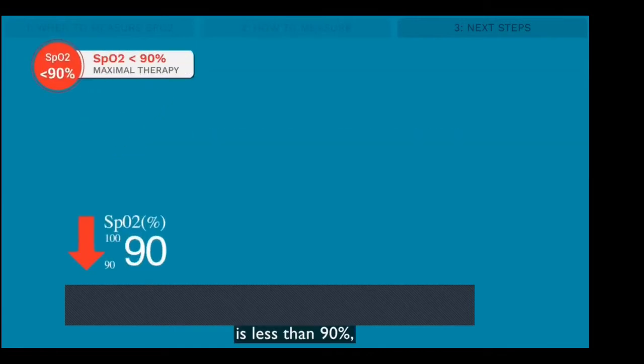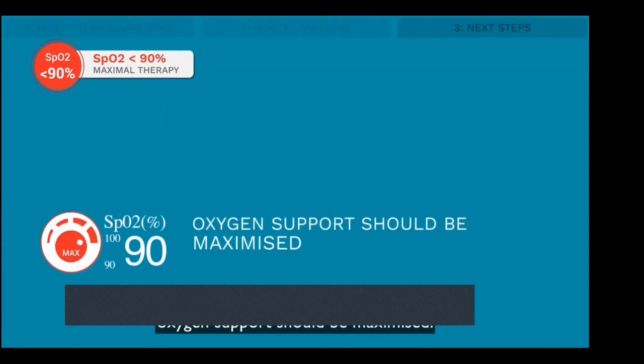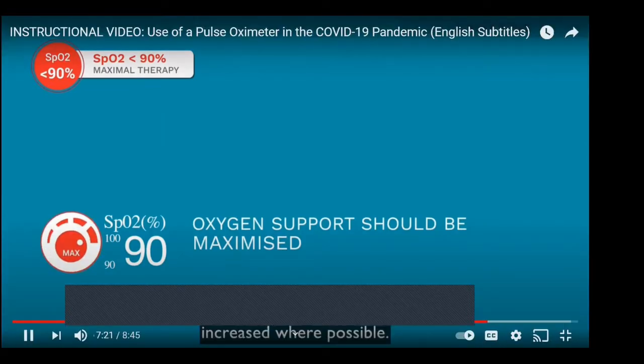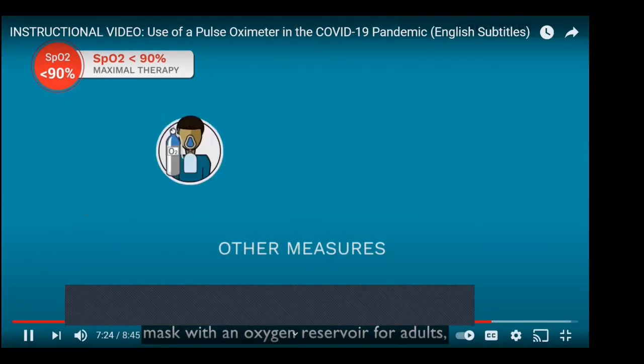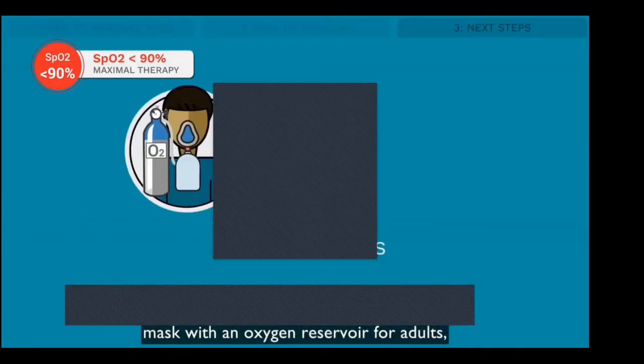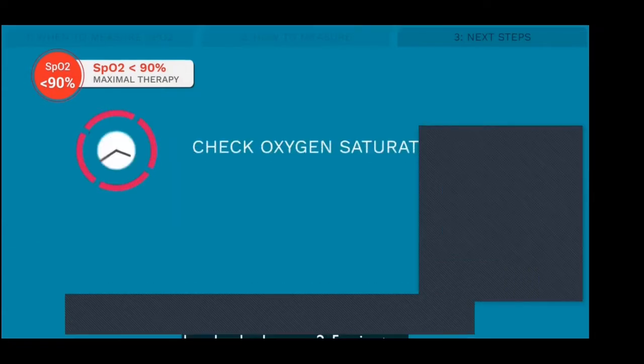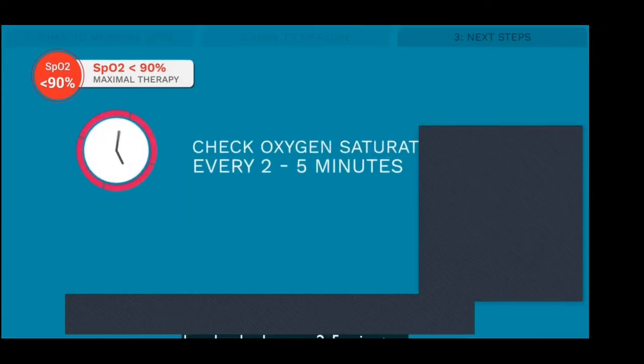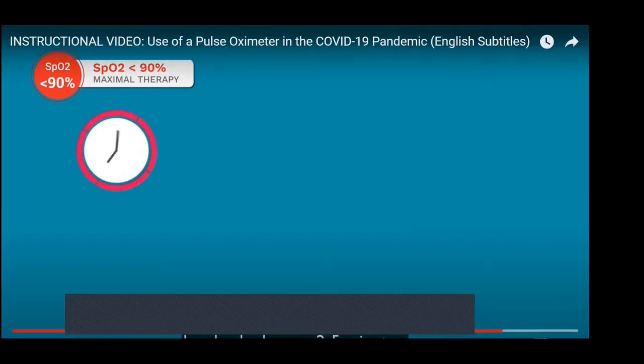If the oxygen saturation is less than 90%, oxygen support should be maximized. Oxygen flow should be increased where possible. Other measures include using a face mask with an oxygen reservoir for adults and a head hood for infants. Once again, oxygen saturation should be checked every 2 to 5 minutes.